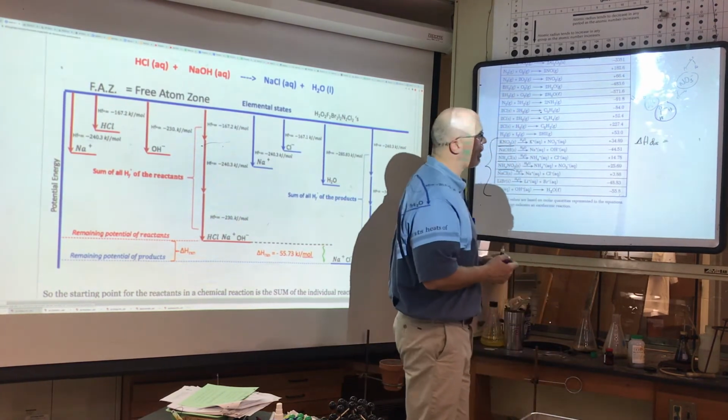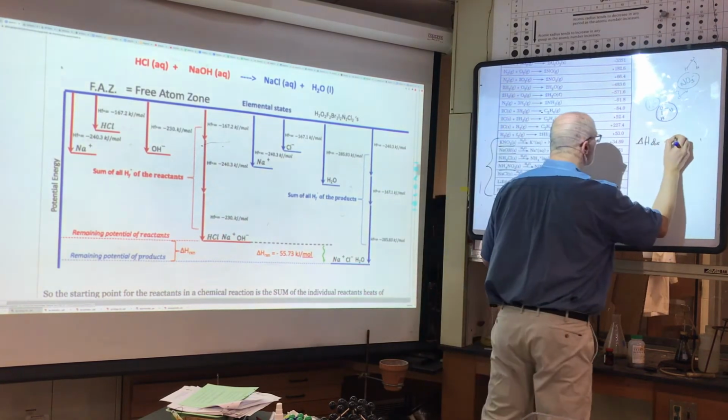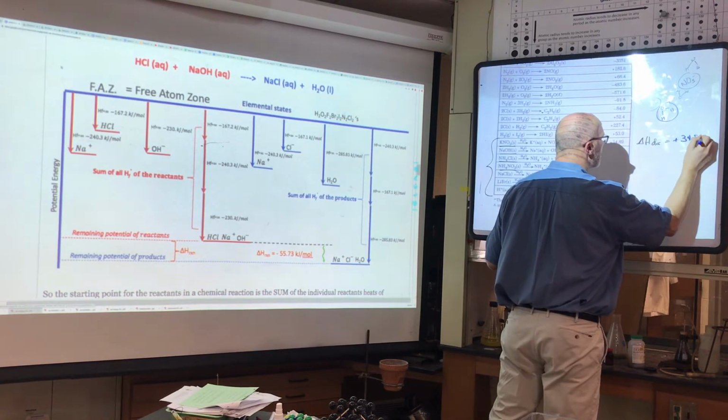But what's the point here? The point here is that the delta H of dissolution of potassium nitrate is positive 34.89 kilojoules per mole.